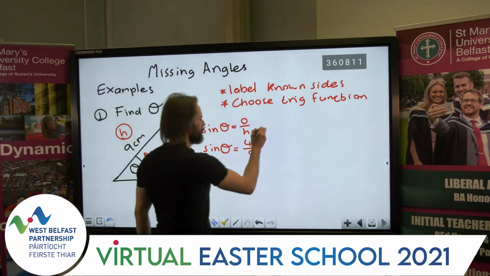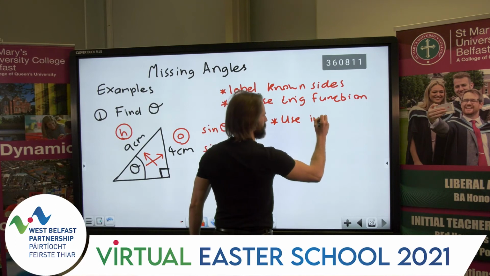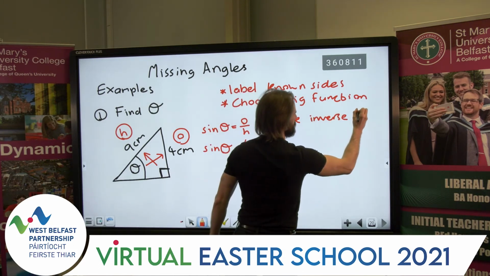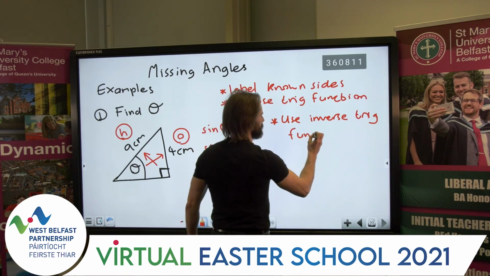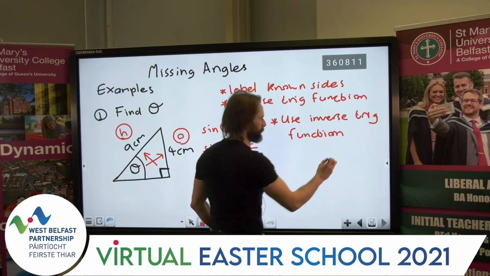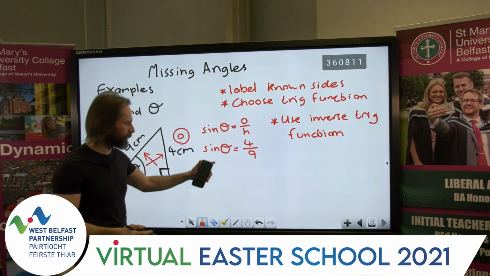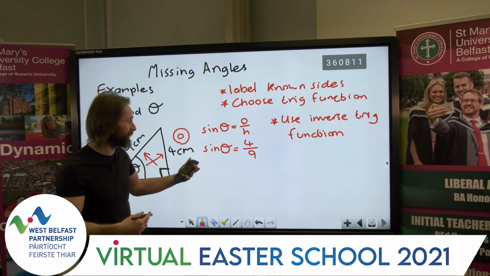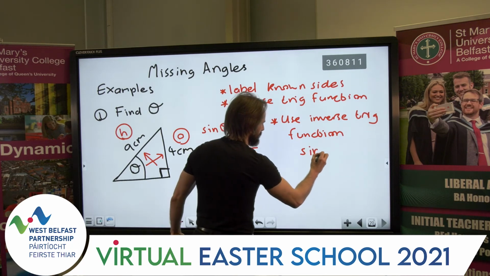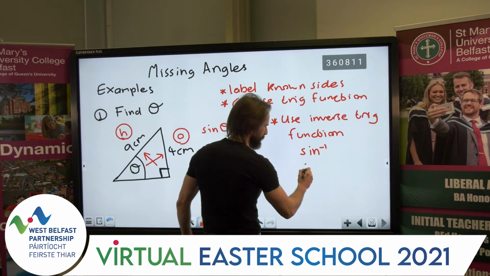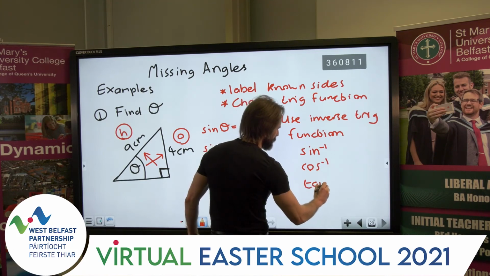We're going to use the inverse trig function. So we have 3 inverse trig functions. There's 3 trig functions, so therefore there's 3 inverse functions. We want to get beta on its own, so the opposite to sine is sine to the minus 1. So the inverse function of sine is sine to the minus 1. And of course the other 2 being, I'll put them up here, although we're not using them just yet, are cos to the minus 1 and tan to the minus 1.